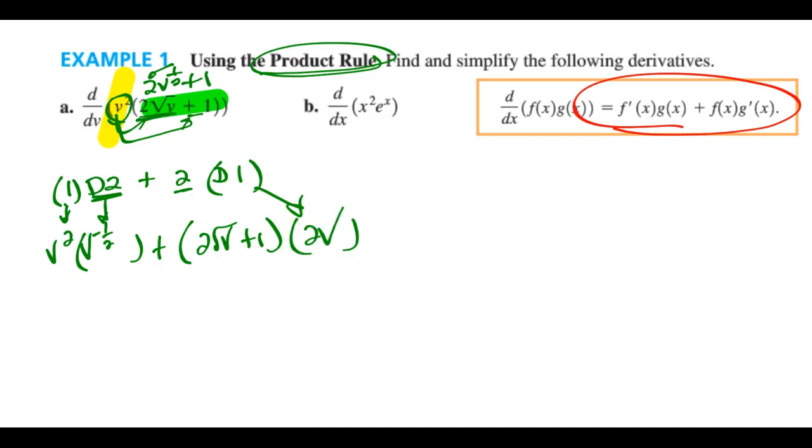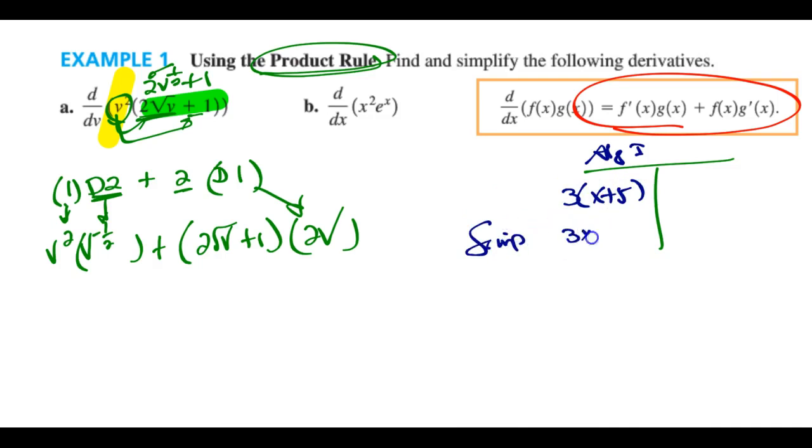So let's try to clean this up just a little bit. And when I say clean up, I usually mean add, subtract, multiply, and divide. Although in calculus, it's kind of interesting. In algebra 1, they give you this problem, 3 times x plus 5, and they say simplify. And then the simplified version would be, of course, 3x plus 15. Well, in calculus, we give you the 3x plus 15, and we ask you to simplify. And what that means is factor it.